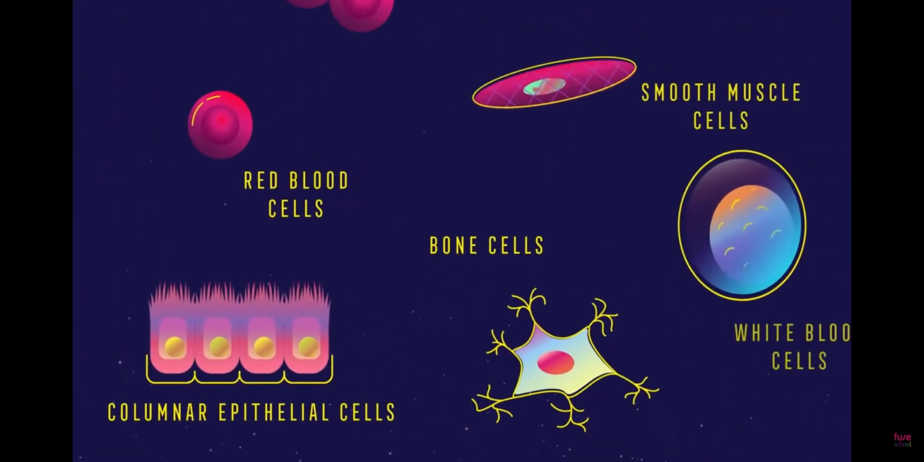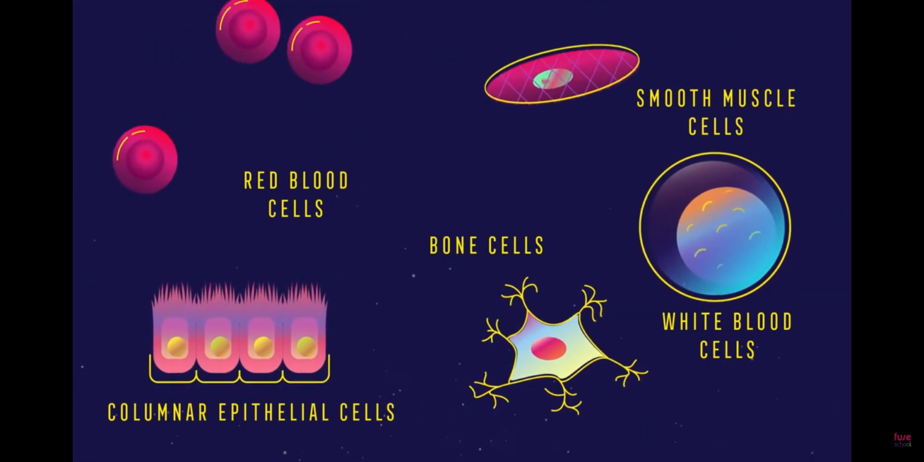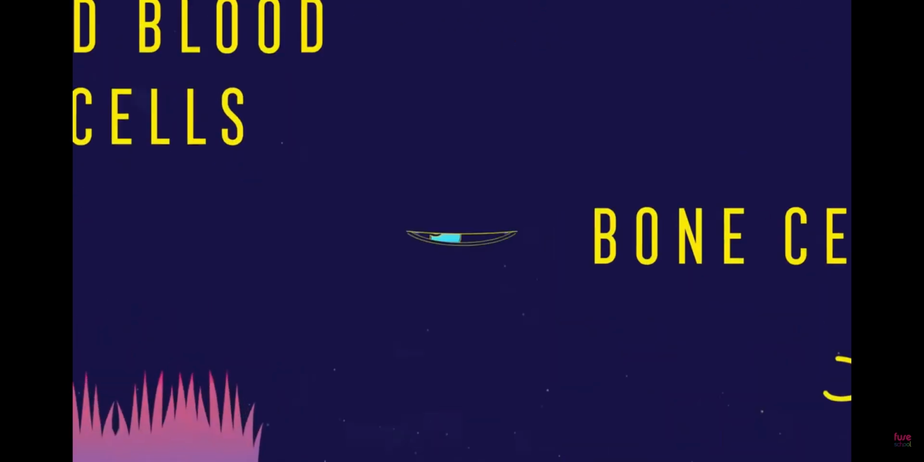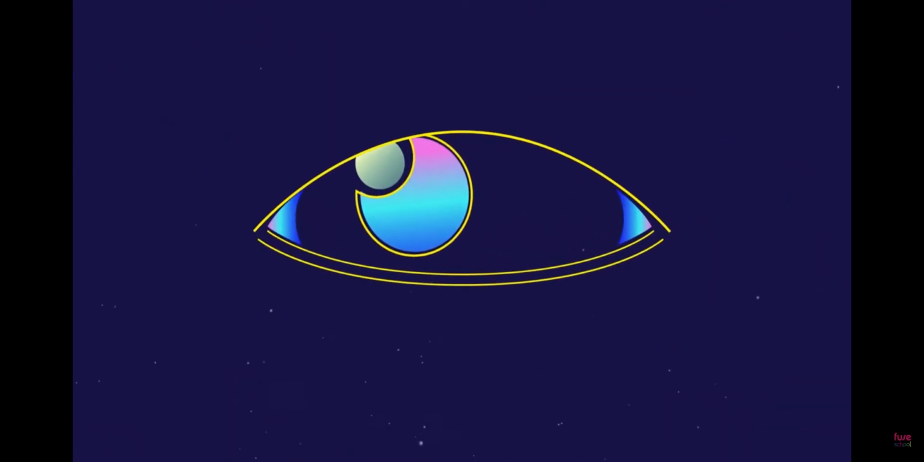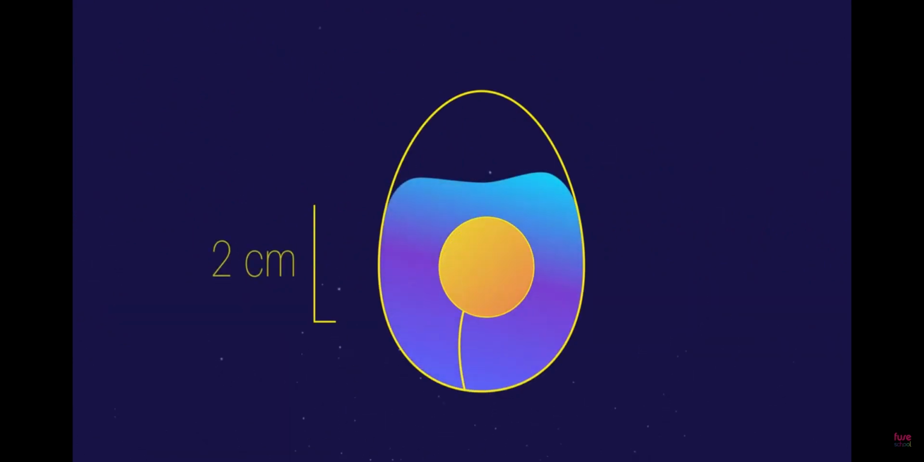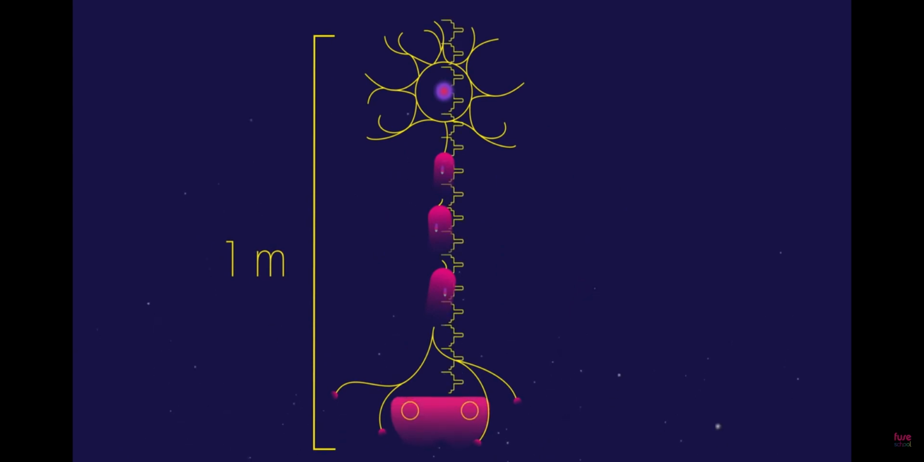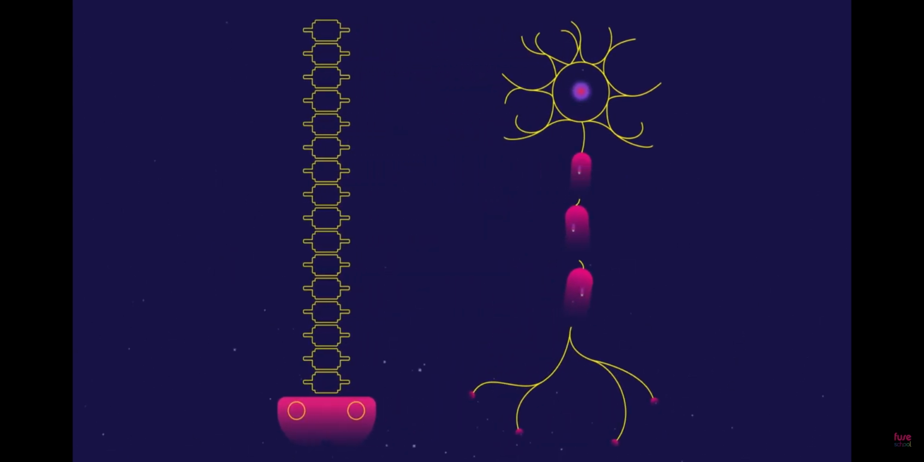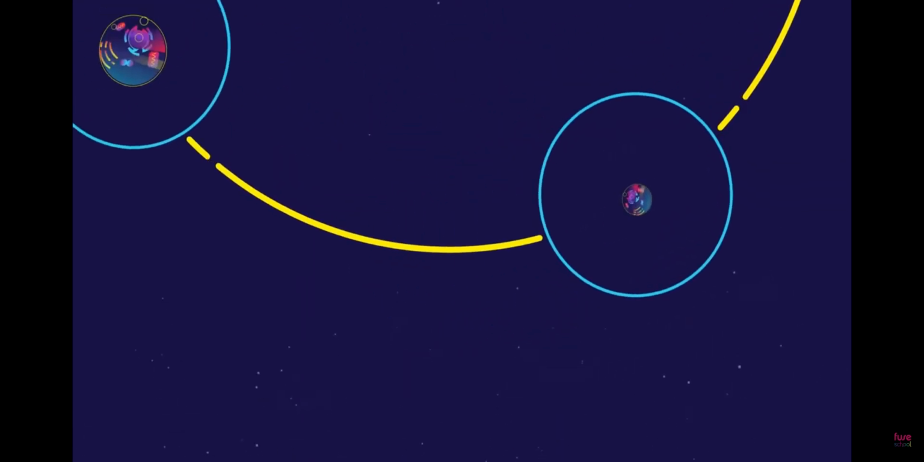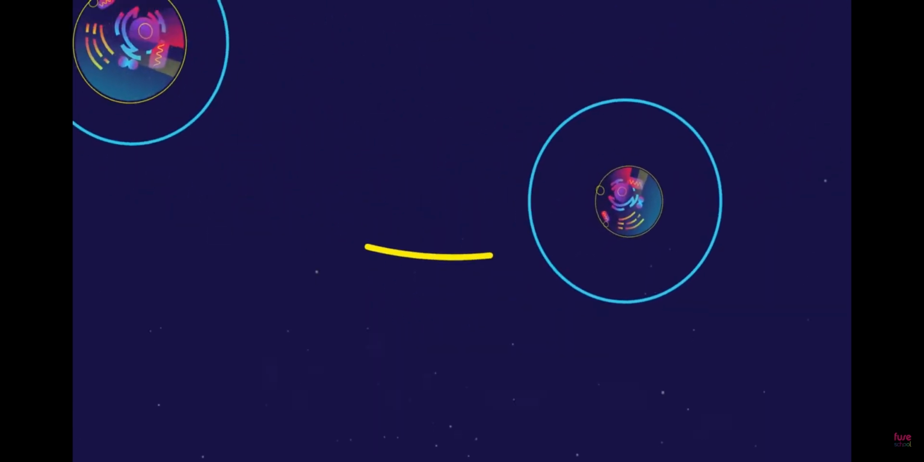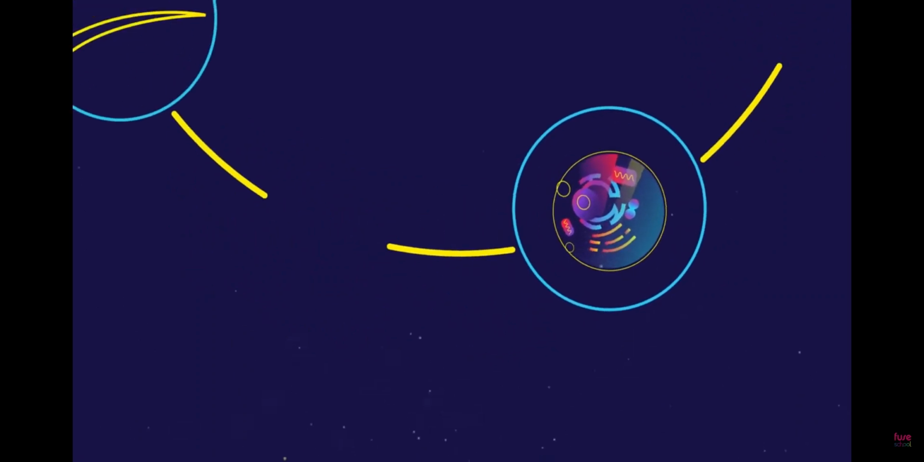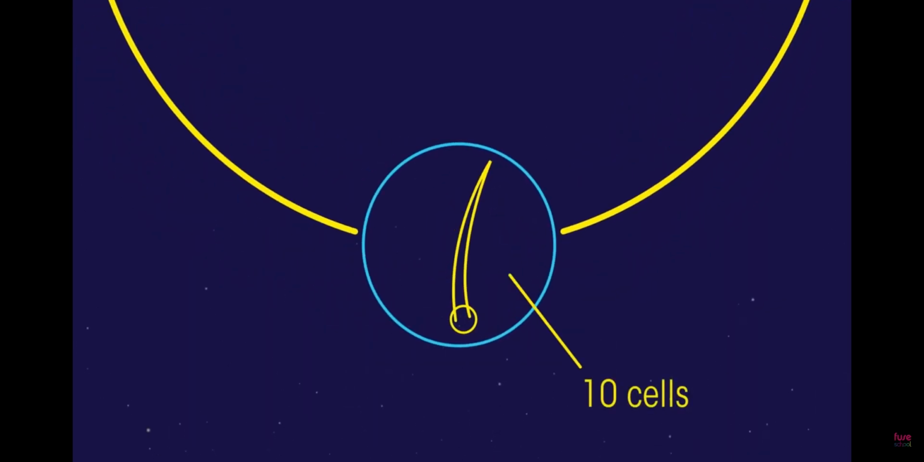Now, cells come in all different shapes and sizes. Occasionally, cells can be large enough to be seen by the human eye. For example, the yolk of a chicken egg is actually a single cell, and some cells are really long, such as a nerve cell that runs the entire length of your spine. However, most cells are really, really tiny and can only be seen under a microscope. They are so tiny that you could fit about 10 of them across one of your hairs.